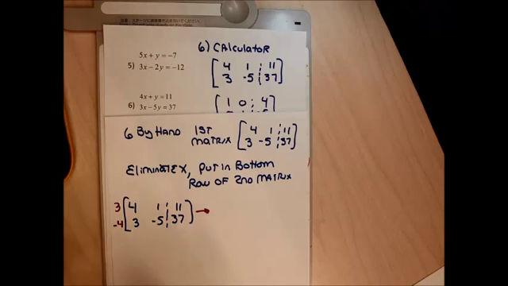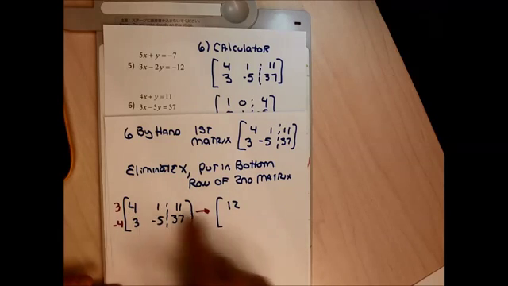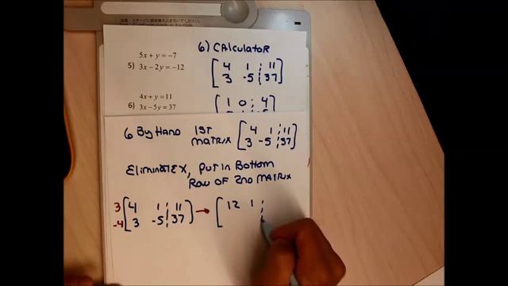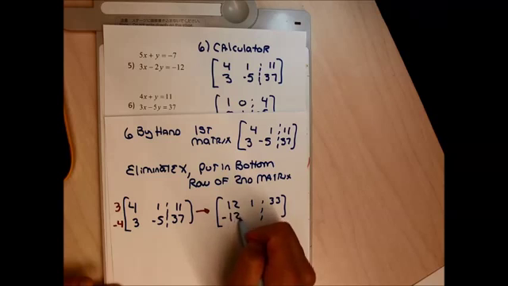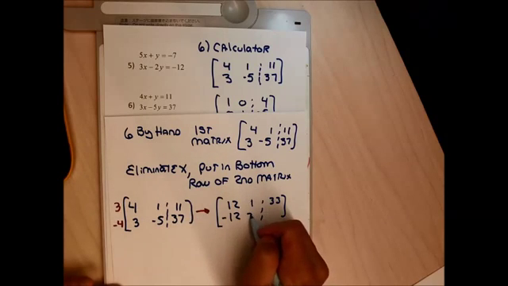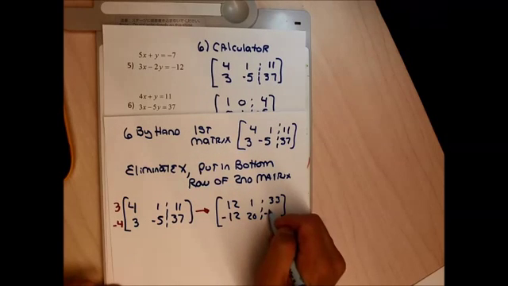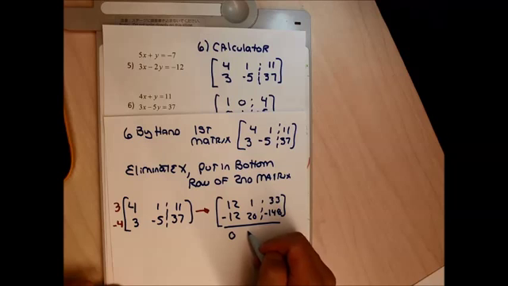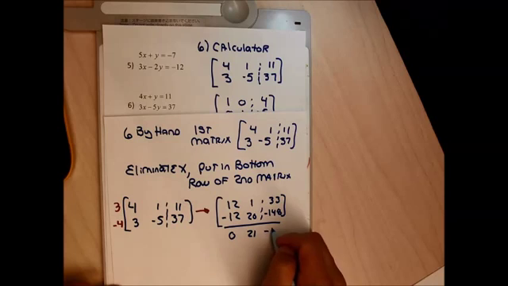So I'm going to go 3 times 4 is 12. I probably shouldn't have the matrix written here. It's okay though. 3 times 1 is 3. 3 times 11 is 33. Negative 4 times 3 is negative 12. Negative 4 times negative 5 is 20. And then negative 4 times 37 is negative 148. I'm going to add these together. 12 and negative 12 is 0. 20 and 1 is 21. And then negative 148 and 33, that's negative 115.